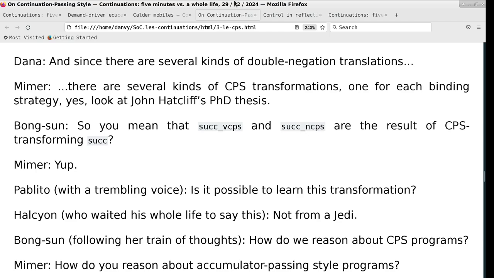And since there are several kinds of double negation translations, there are several kinds of CPS transformations, one for each binding strategy. Yes, look at John Hatcliff's PhD thesis. So you mean that success VCPS and success NCPS are the result of CPS transforming success? Yep.